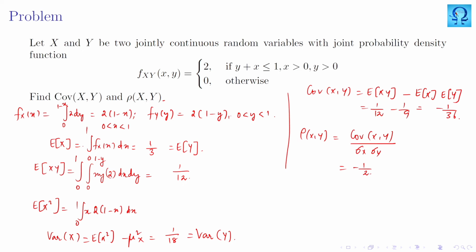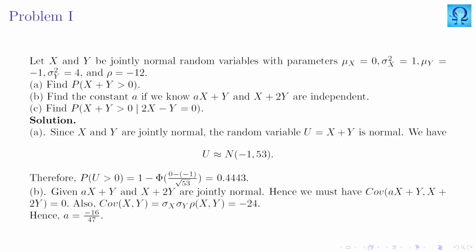So here all you need to do is to perform some calculations. Okay, next we have another problem. X and y are given as some joint normal random variables with the respective parameters given. We are asked to find out the probability that x plus y is greater than 0.